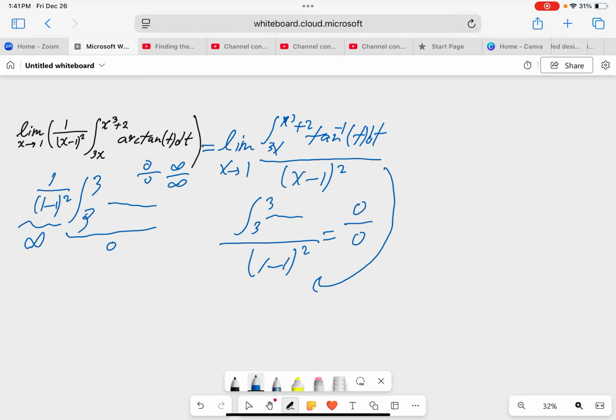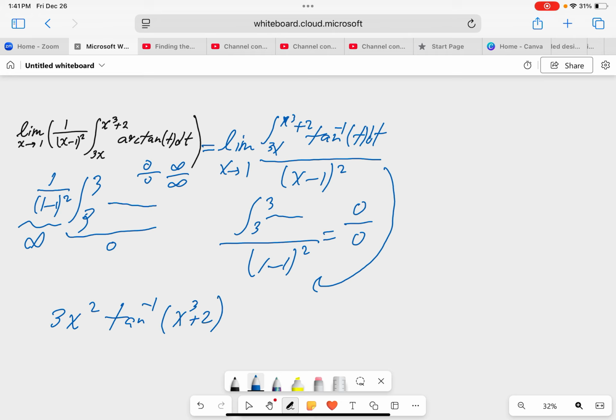So what you do is you take a derivative of the beginning interval, which is x cubic plus 2. So I'm going to write it here, it is going to be 3x squared. And then instead of t, I'm going to replace it with, so this is going to be tangent inverse of x cubic plus 2, right?